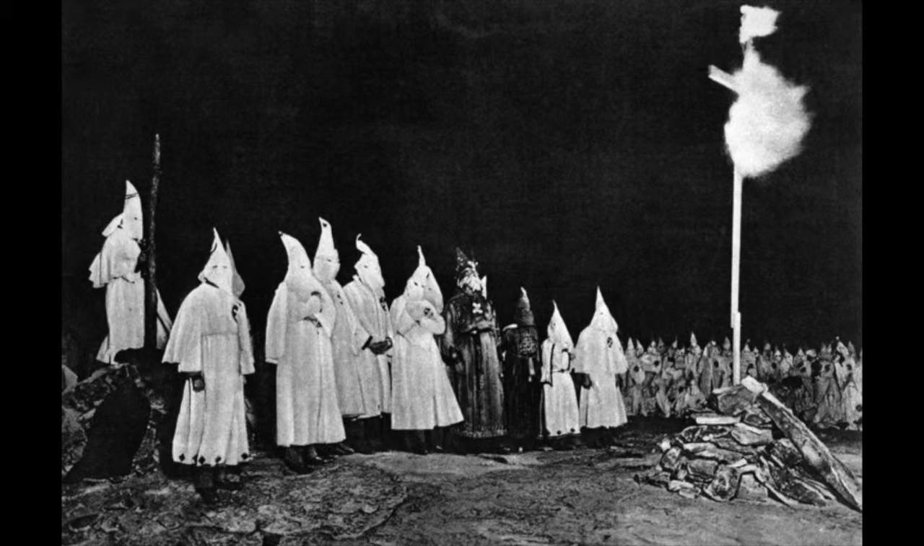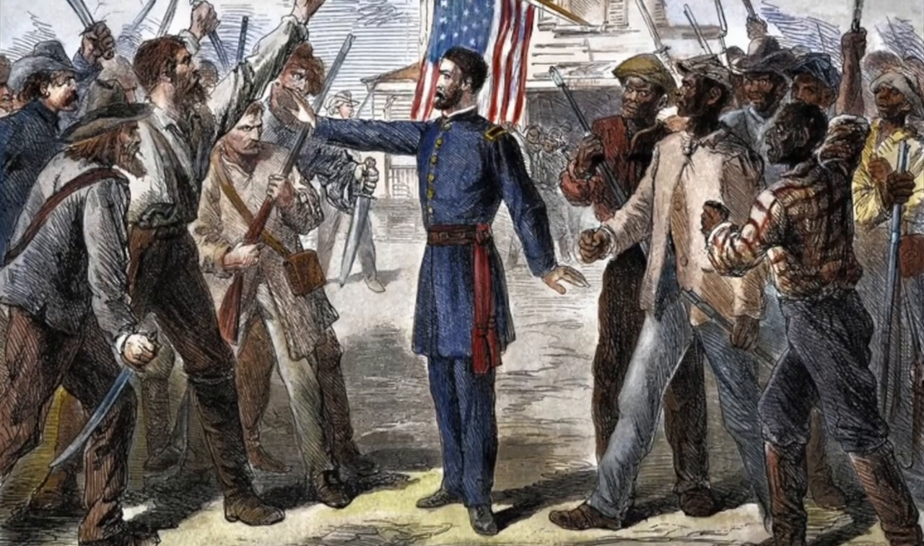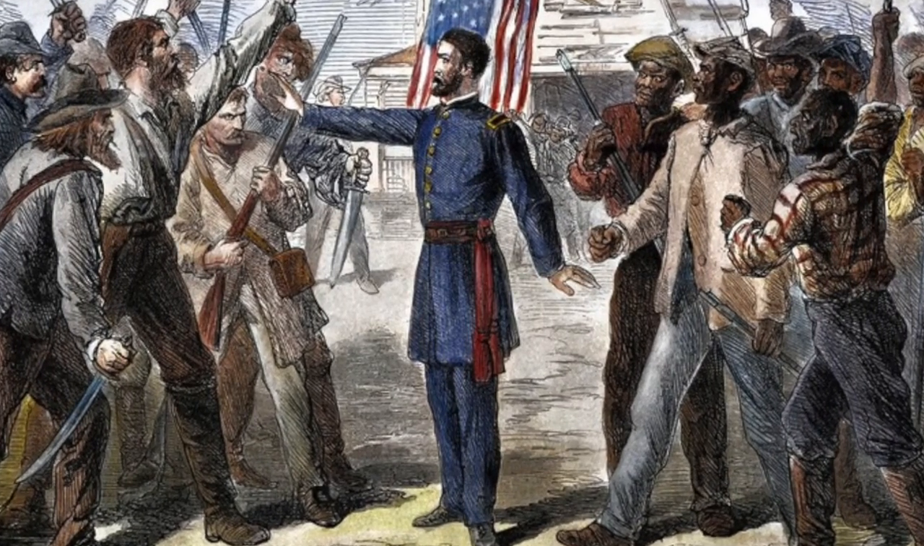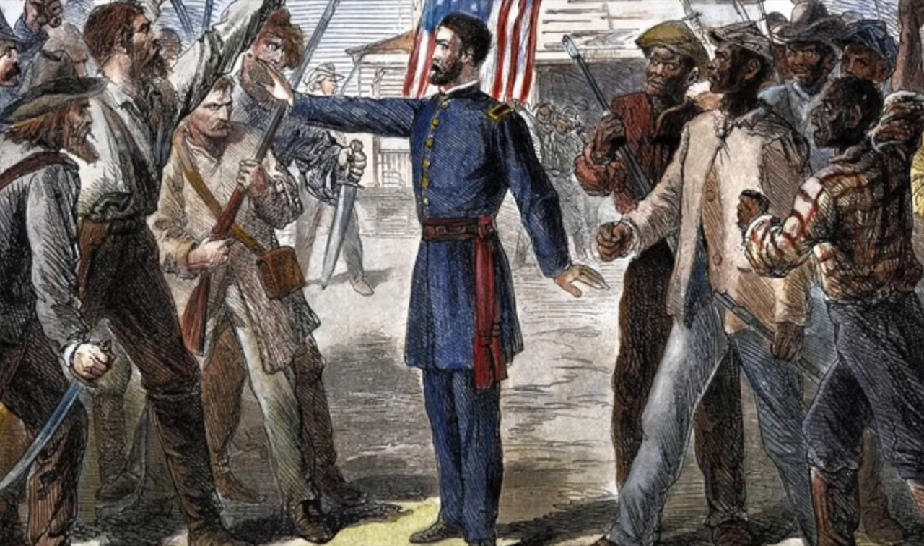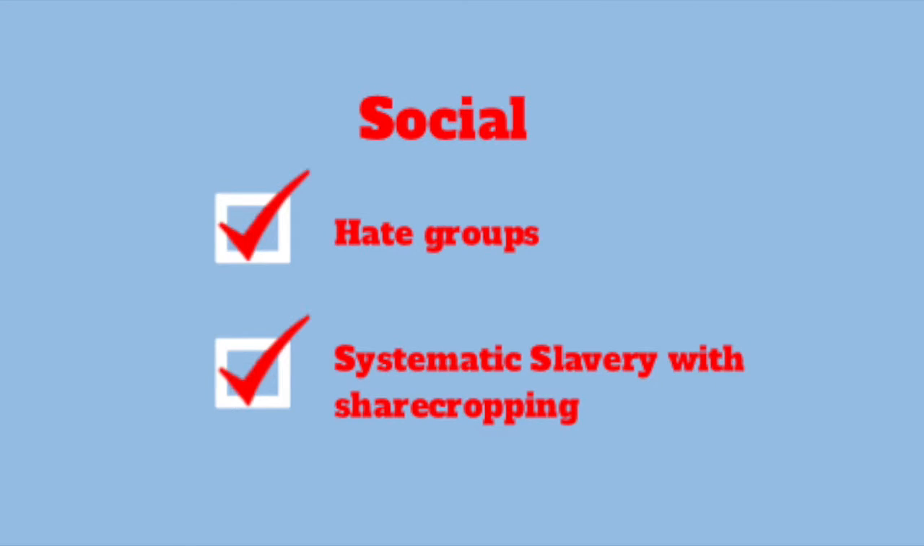Enforcement laws were passed in 1871 to suppress these hate groups, but the ability to uphold these laws and keep the hate groups at bay was entirely dependent on military action. The willingness to use this military action was dwindling, and therefore the KKK was able to hate more openly without consequences. The second reason is systematic slavery, or sharecropping.